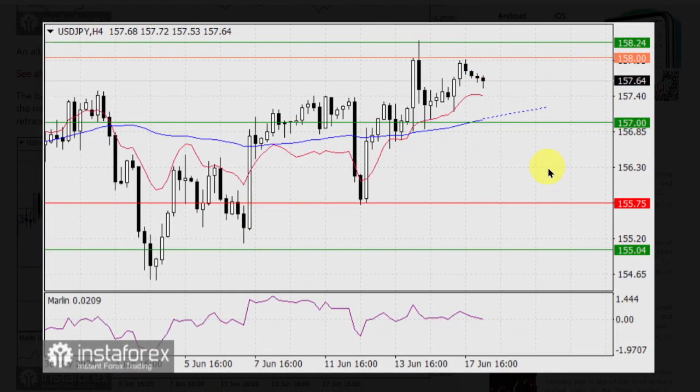The bearish potential is becoming more evident on the 4-hour chart. The Marlin oscillator has entered the negative territory and is pulling the price towards 157.00, just below the 61.8 Fibonacci retracement level.